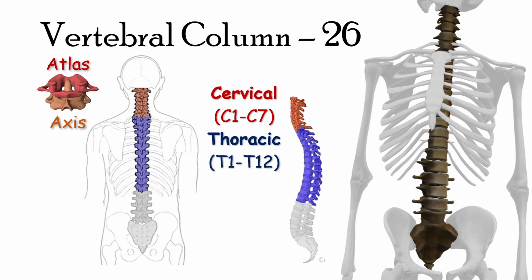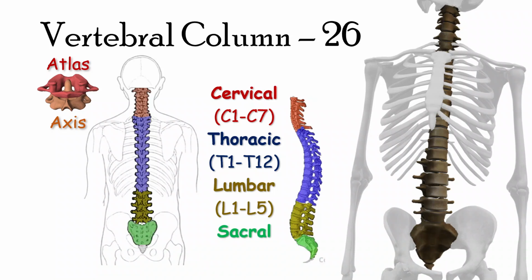Thoracic vertebrae, T1 to T12, support the thorax and articulate with the ribs, providing attachment points for the rib cage. Lumbar vertebrae, L1 to L5, bear the weight of the upper body and provide flexibility and movement to the trunk. The sacrum is formed by fusion of 5 sacral bones.